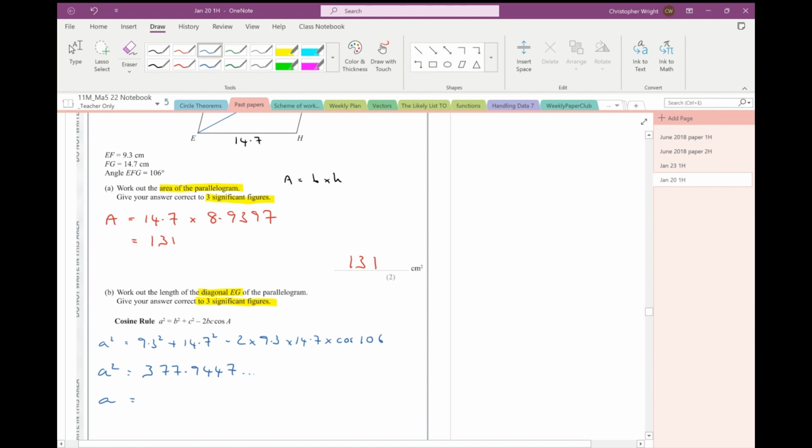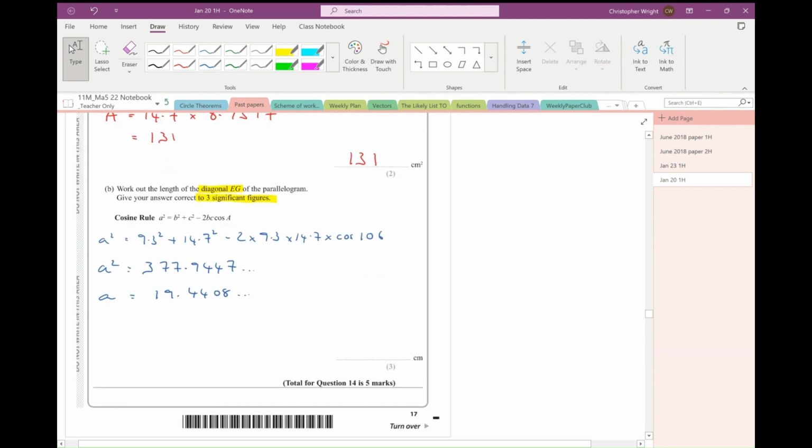So a is obviously the square root of that. Square root answer equals gives me 19.4408 and so on, and I need to give the answer correct to 3 significant figures. So the answer is 19.4.